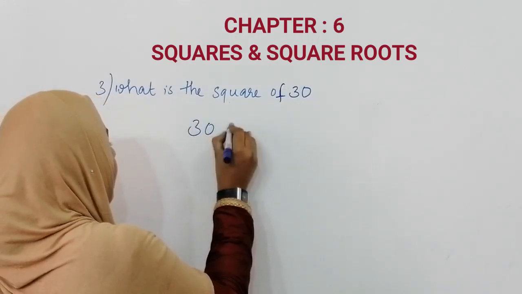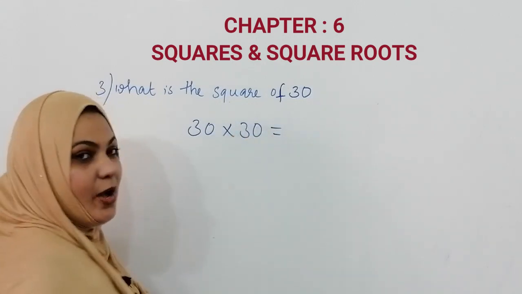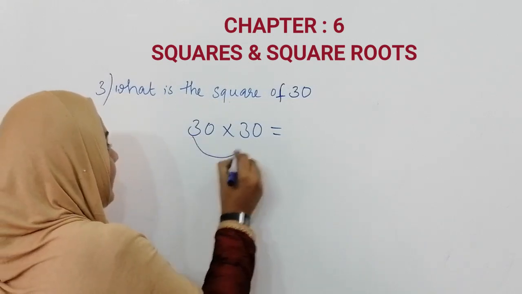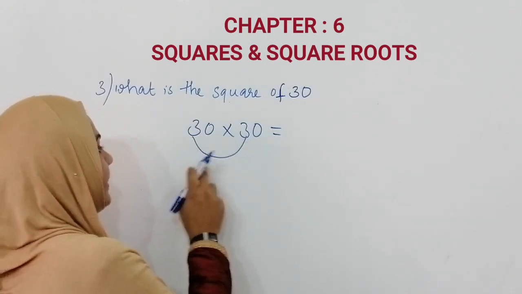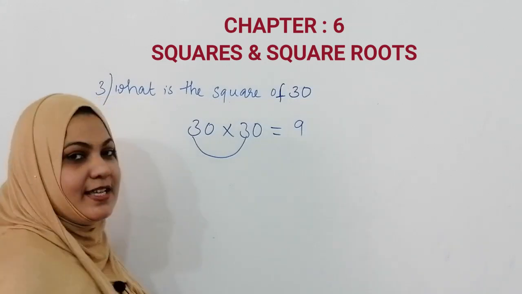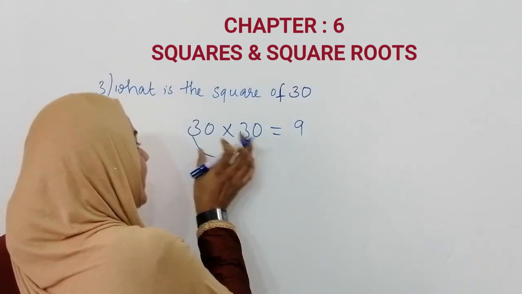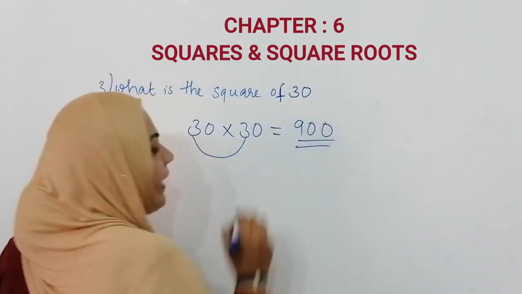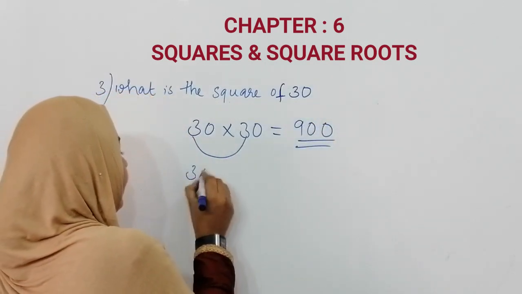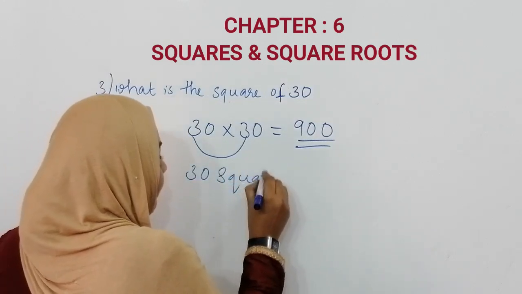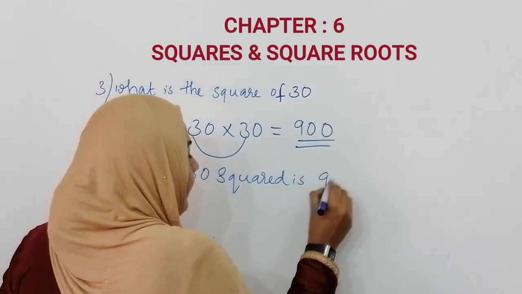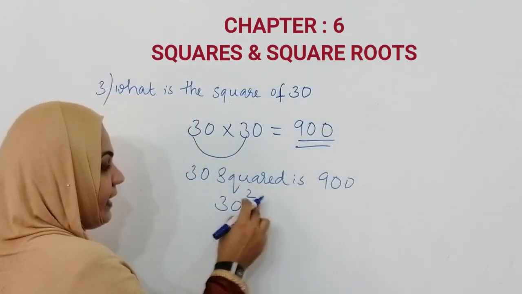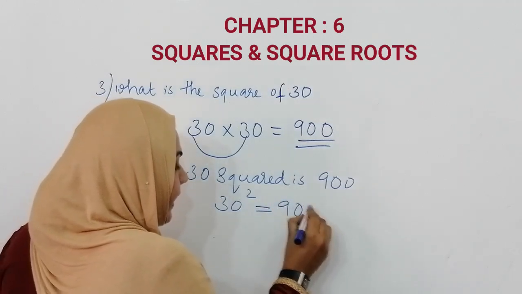So that means 30 multiplied by 30, how can we find it? In multiplication with zeros, first you have to multiply the numbers. What is the answer? 3 3s are 9. How many zeros are here? There are 2 zeros. So these 2 zeros we have to place after this number. So you got the answer 900. So that means 30 squared is 900. 30 squared is 900.